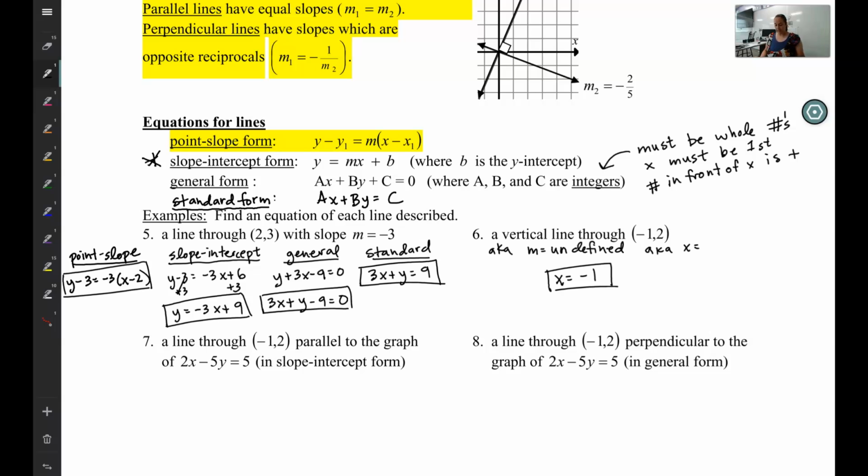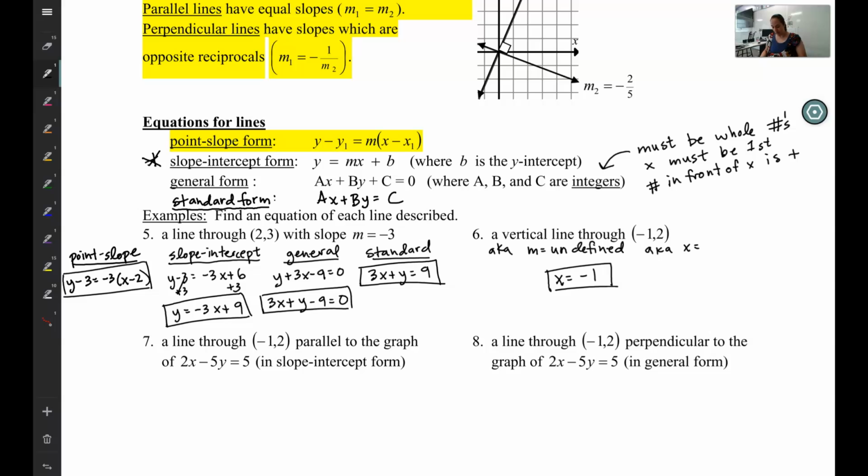Okay, number 6. Vertical line through negative 1, 2. That would be our slope is undefined. If it's vertical, it's undefined, which would be our x equals equations. So we just grab that x coordinate from the point, and so it'll be x equals negative 1.